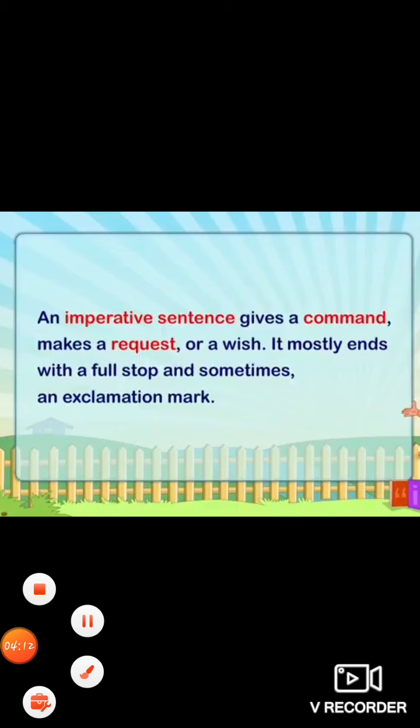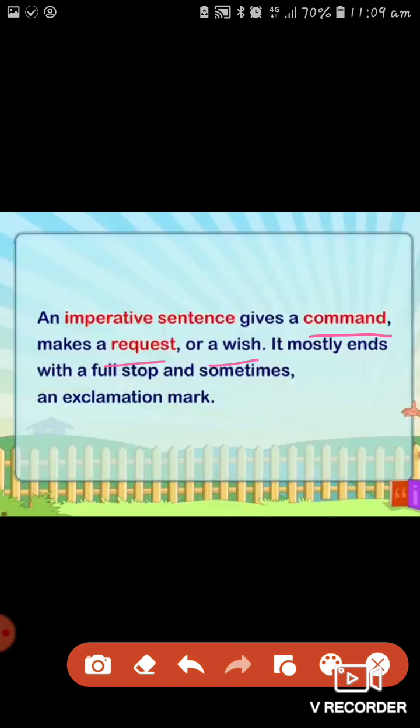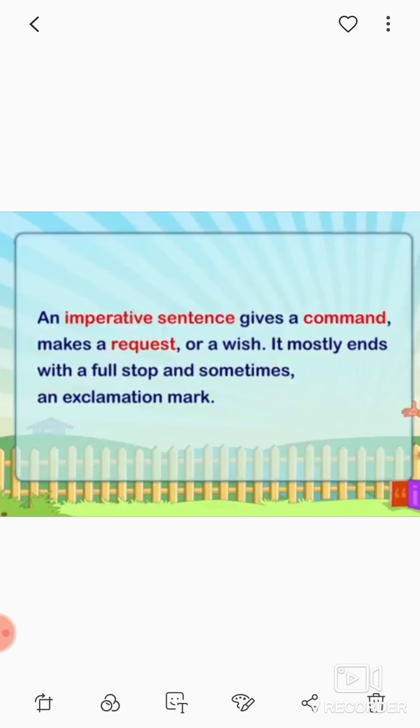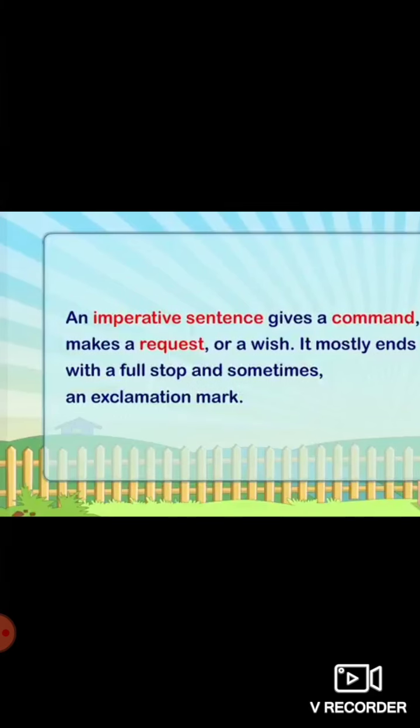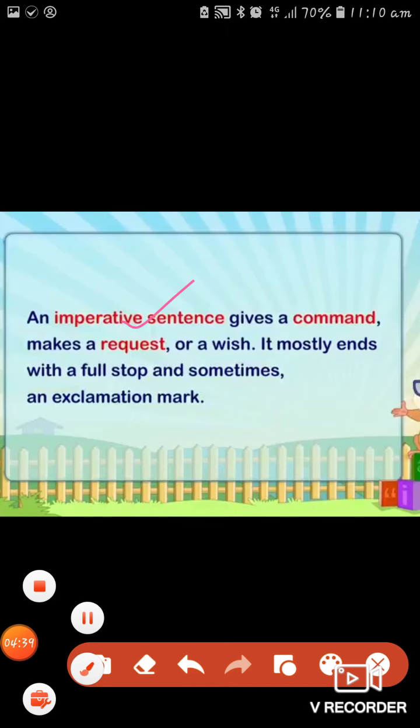An imperative sentence is a sentence that gives a command, makes a request or a wish, and it mostly ends with a full stop, and sometimes it might end with an exclamation mark also, not always. It will be quite short, so you will understand that it is an imperative sentence, because it will either give a command, or make a request or a wish.